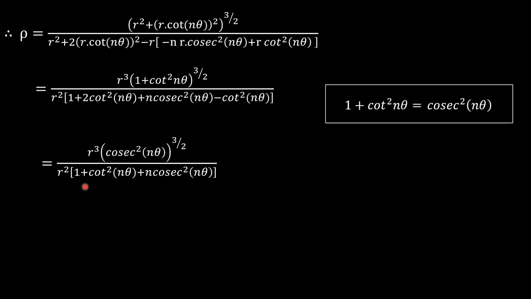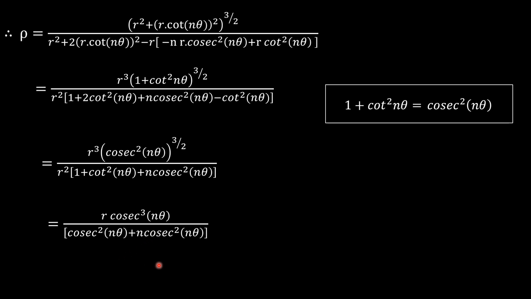So the term inside the bracket is of the form 1 plus cot square n theta plus n into cosecant square n theta. But what do you know about 1 plus cot square n theta? 1 plus cot square n theta is nothing but cosecant square n theta, okay. I am just replacing 1 plus cot square n theta in the denominator by cosecant square n theta, and just observe the numerator term over here. It is r cube by r square, that is nothing but r into cosecant square n theta to the power 3 by 2, that is nothing but cosecant cube n theta.